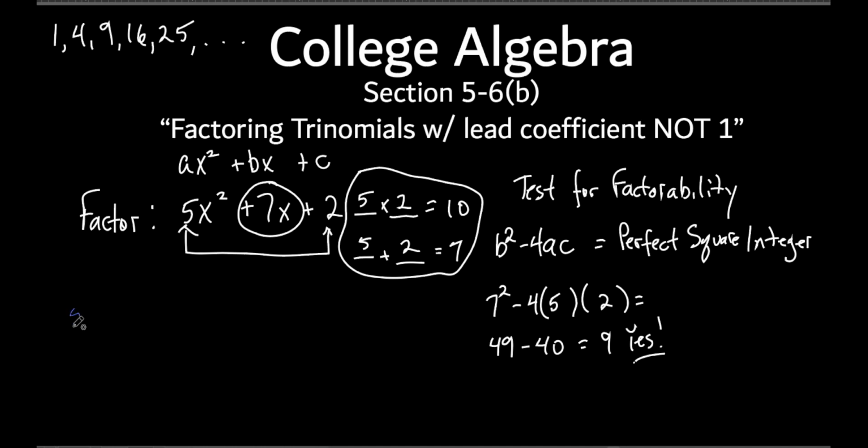So what I'm going to do is write 5x squared plus, now instead of writing 7x, how am I going to write it? Plus what? I'm going to split it up. 5x plus 2x. Okay? And then I'm going to write off the rest of the equation.